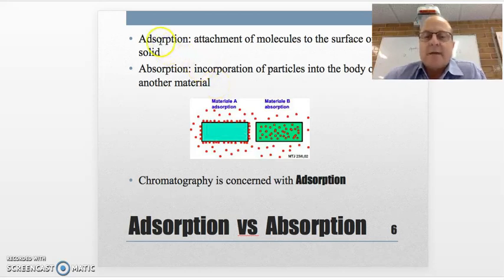Whereas adsorption is about the attachment of molecules to the surface of a solid. So adsorption really is just things attaching to the surface. You can see that illustrated in this diagram: adsorption is when it's attached to the surface, as we can see here on material A. Material B is absorption, where the materials are actually incorporated within the actual substance. In chromatography, we are dealing with adsorption, so you can, for the time being, forget about absorption because we won't really be talking much about that.